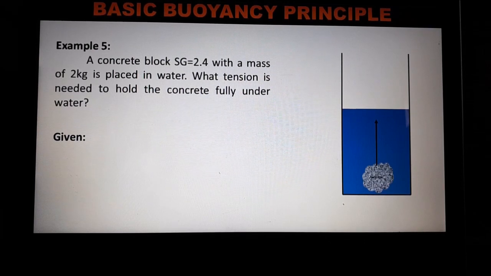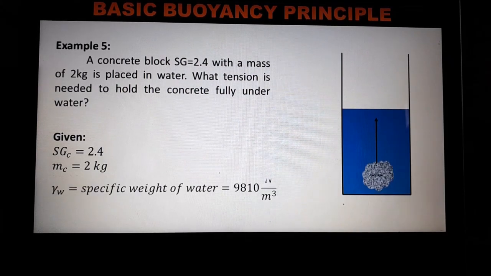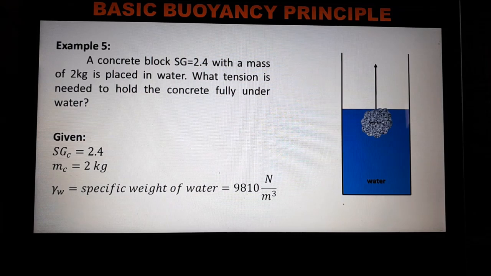So we have the following given. Specific gravity of the concrete is 2.4. Mass of the concrete, 2 kg. Specific weight of the water is 9,810 Newton per cubic meter.